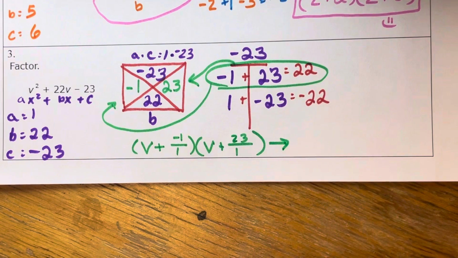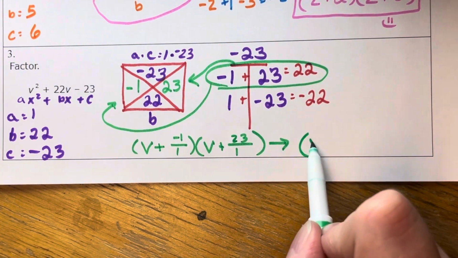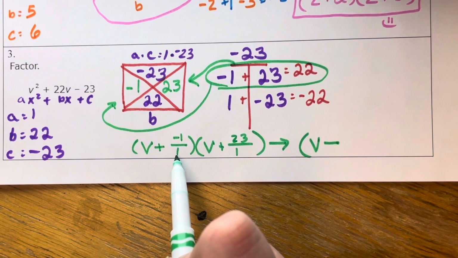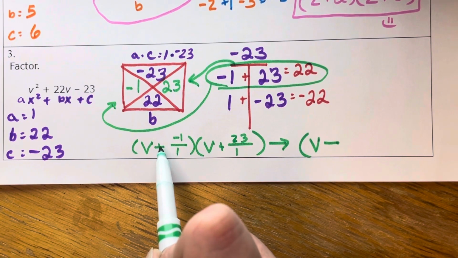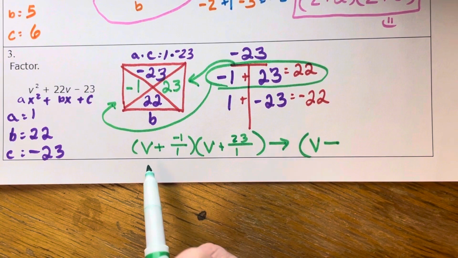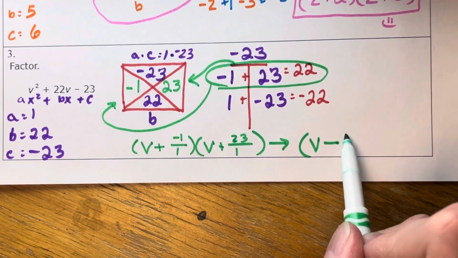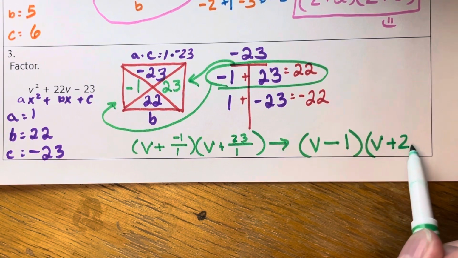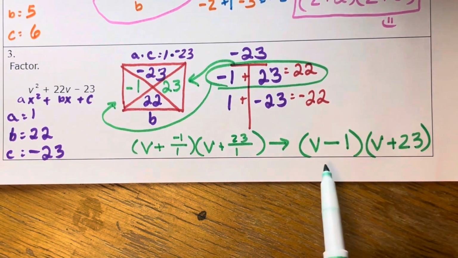So when we clean this up, we end up with v minus. Negative divided by a positive is a negative. A positive and a negative side by side, multiplying together makes a minus 1 times v plus 23. And there you go.